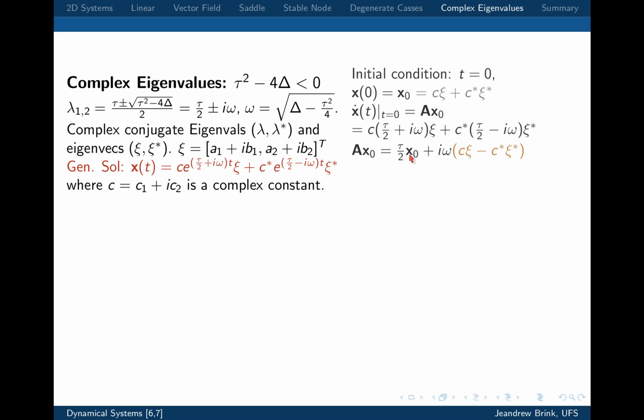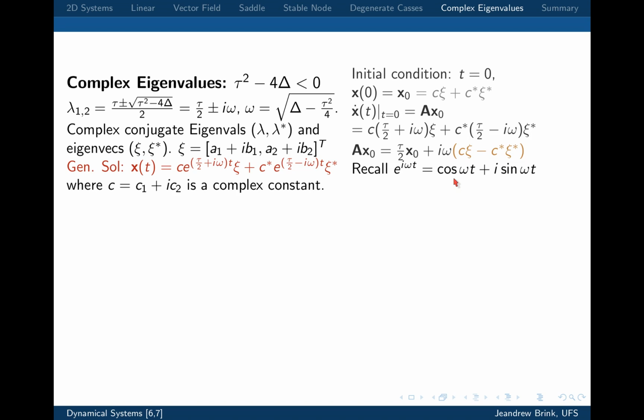And the way I got that was to observe that this first term over here is just tau over 2 times c times xc plus tau over 2 times c star times xc star. So it's that thing over there. So that's where this term comes from, plus i omega times c xc minus c star xc star. Okay, so those things are still equal.